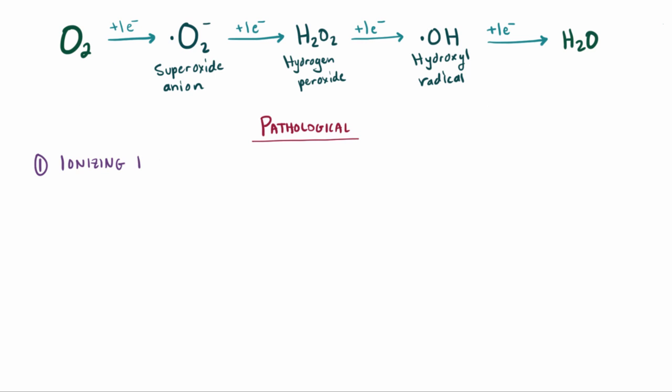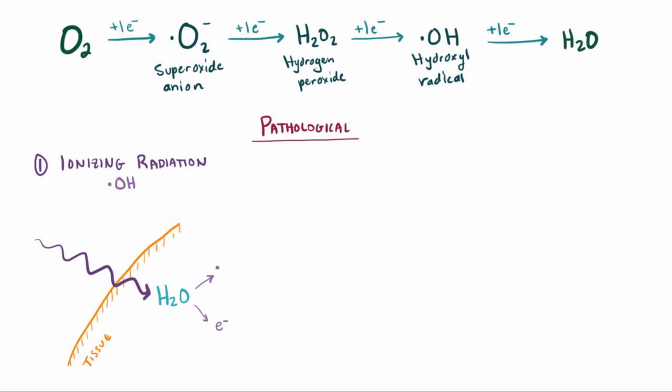One way is through ionizing radiation, and this usually generates a hydroxyl radical. This will happen when the radiation comes in and hits water in your tissue. So it hits the H2O, right? And it knocks off an electron. So if you go backwards here from water, you'll end up at the hydroxyl radical, right? And these hydroxyl free radicals are generally the most reactive, and therefore probably the most damaging to your cells.